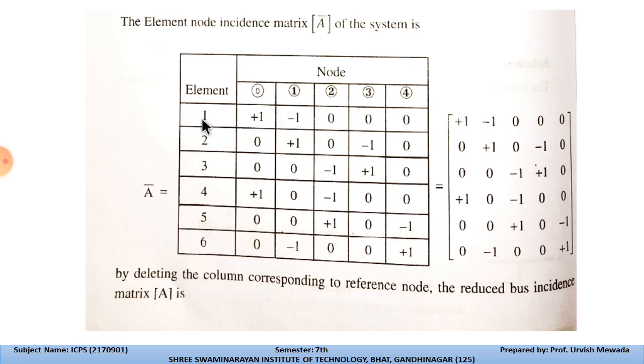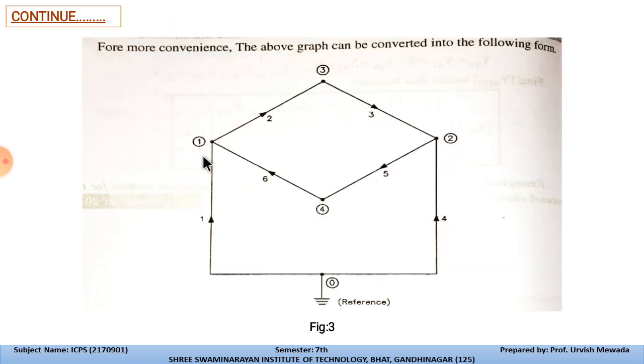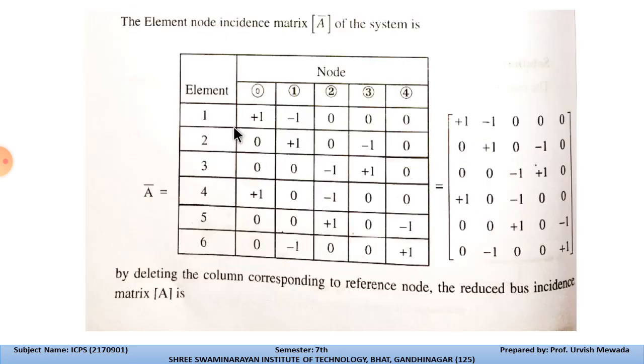Now element 1 to 2: there is no connection between 1 and 2, that's why it is 0. Similarly, by checking the direction, if the arrow is towards the node, it is taken as minus, and if it is away from the node, it is taken as plus. So after checking all the directions of the arrows, we can form our bus incidence matrix like this.